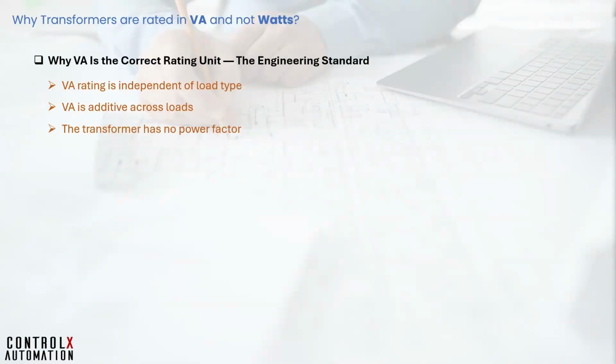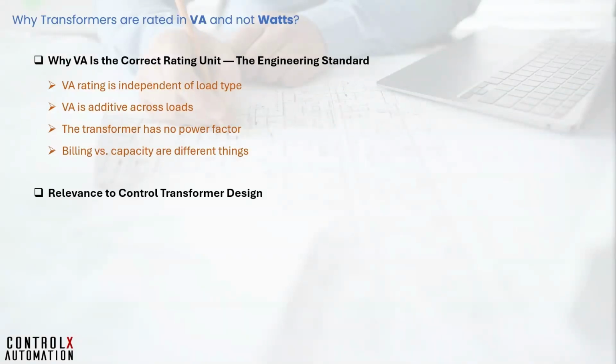The transformer has no power factor. The transformer itself is not a load, it's a coupling device. It merely transfers whatever combination of real and reactive powers that the load demands, subject only to its volt amp capacity and turns ratio. Characterizing a transformer by watts implies it does work. It does not. It merely transfers power. This is why every load entry in the sizing methodology, which we will discuss shortly, uses VA.